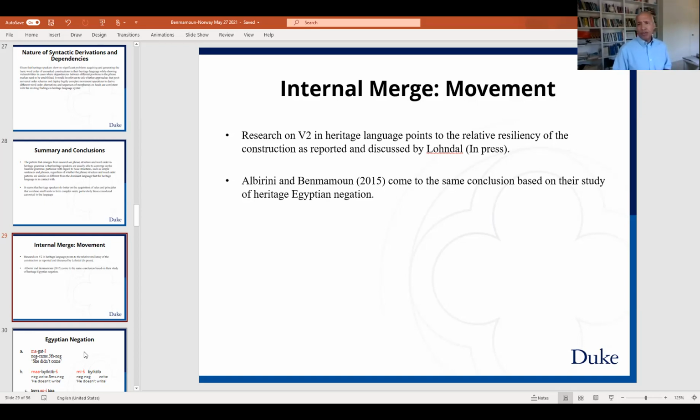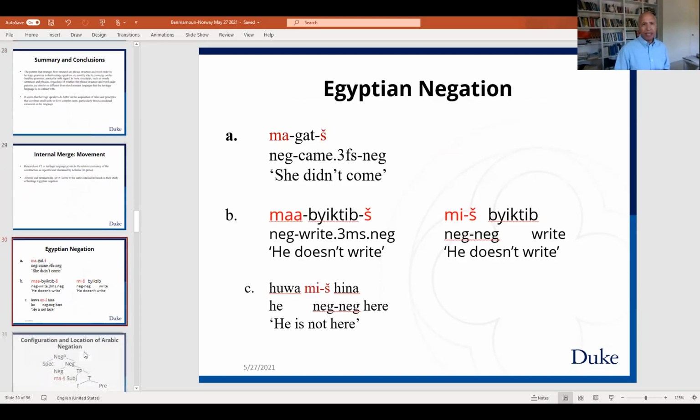V2, for example, we find it, but it is in a more nuanced way. We find it in heritage languages. And also, when we look at Egyptian Arabic negation, we find that movement is really there, but in a very interesting way. So let me talk quickly about that.